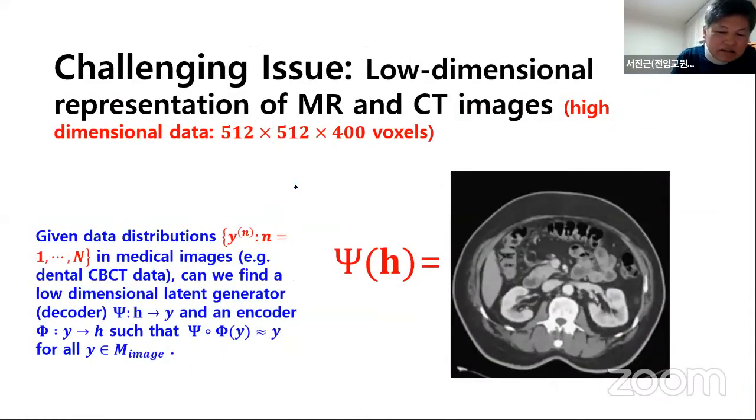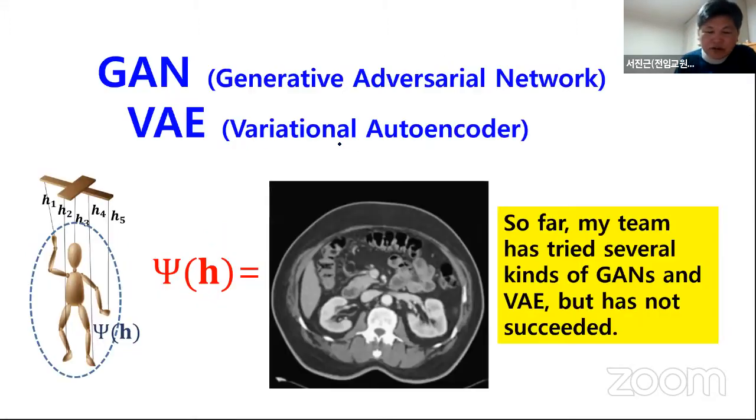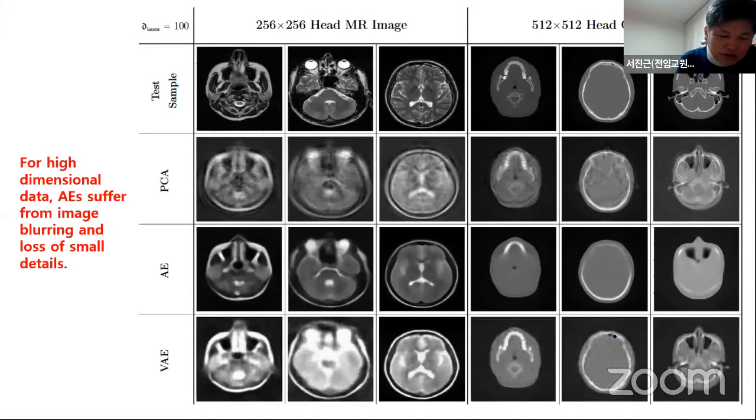Actually, when the size of the image is small, many people are successful. But in MR and CT images, high-dimensional cases, something like 512 by 512 by 400 voxels, low-dimensional representation is very, very difficult. That's the challenging issue. And our team tested the GAN, the generative adversarial network, and also used the variational autoencoder. But so far, I emphasize so far, my team has tried several kinds of GANs and variational methods, but has not been successful.